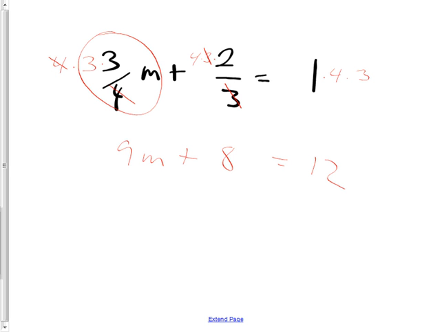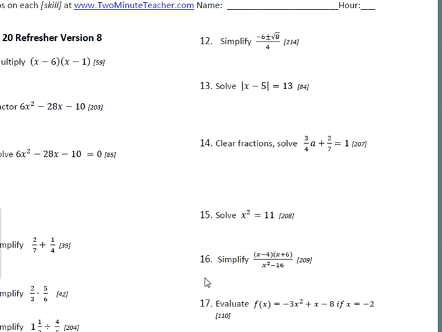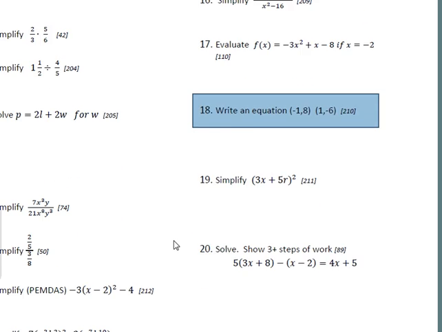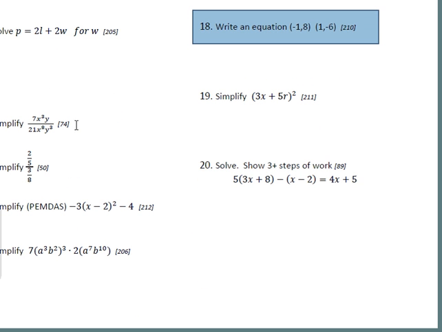Okay, good. Are there any other topics off of that top 20 that you think you might still have a little trouble with? Yes, ma'am. Okay, I'll scroll down a little bit. Number 8, like this kind right there.